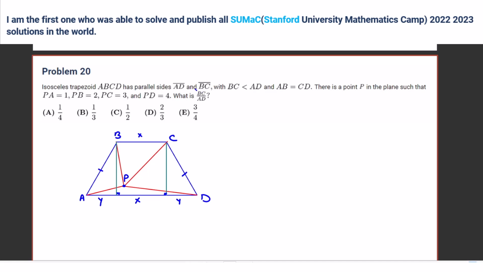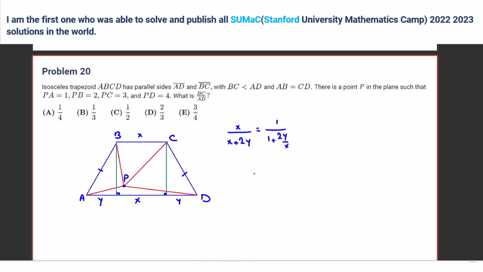Okay, so BC over AD is what in terms of x and y? It would be x over x plus 2y. Exactly. So if we divide both numerator and denominator by x, this is 1 over 1 plus 2y over x, right? So we should find y over x, right? Yeah. Okay.